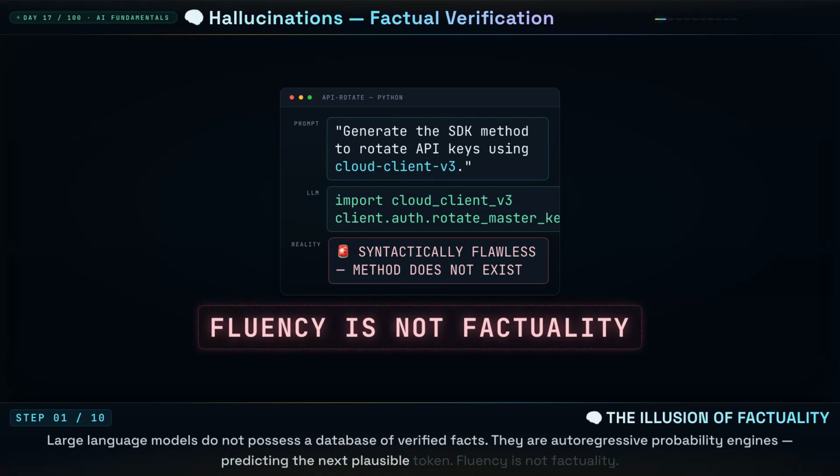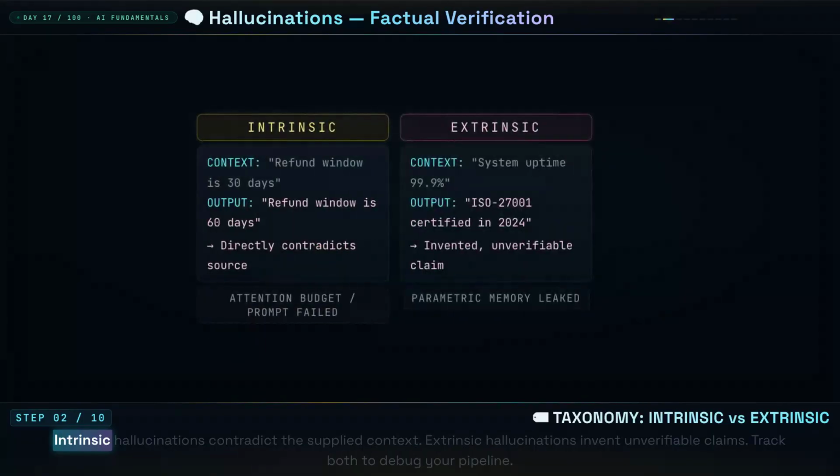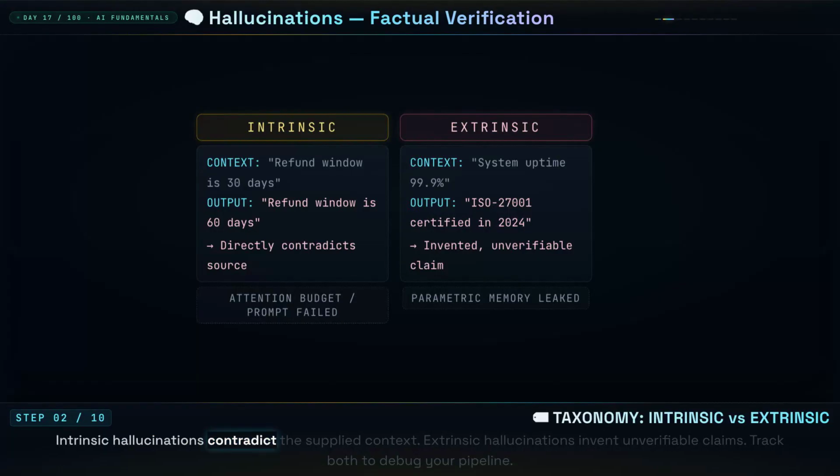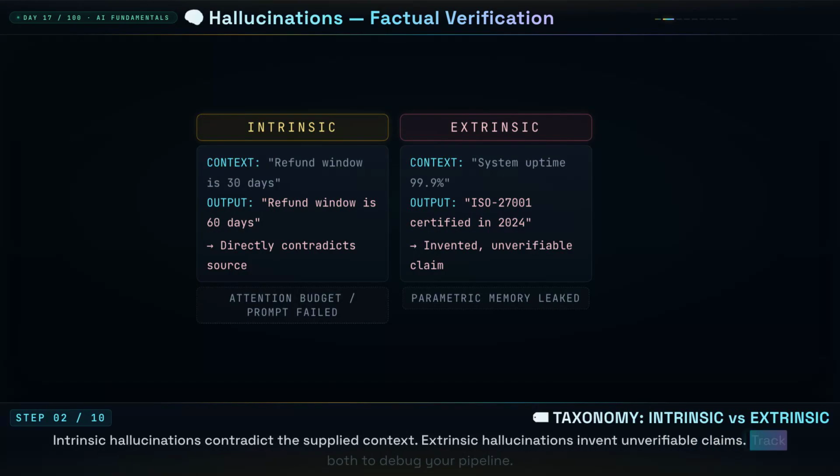Today, we break down why hallucinations happen at a mechanistic level, and how to build automated verification guardrails to eliminate them in production. To fix hallucinations, you must first categorize them. Production hallucinations fall into two distinct buckets: intrinsic and extrinsic. Intrinsic hallucinations directly contradict the context you supplied. Your retrieved context says the refund window is 30 days, but the model outputs 60 days. Extrinsic hallucinations introduce information that cannot be verified from the context at all. It may not contradict your text, but it invents ungrounded claims, like citing an unverified compliance certification.